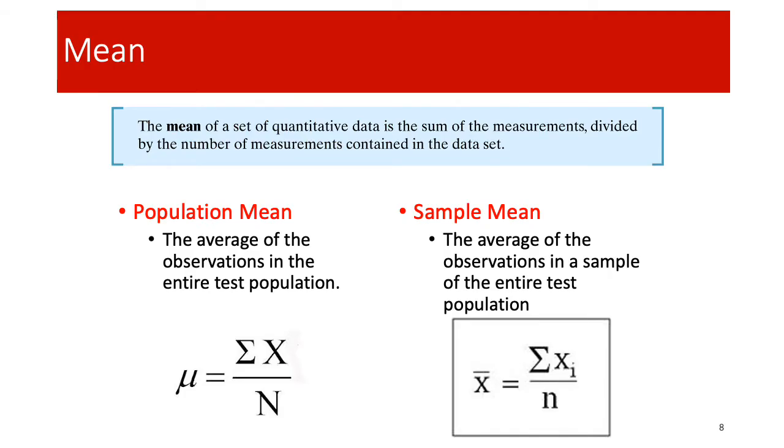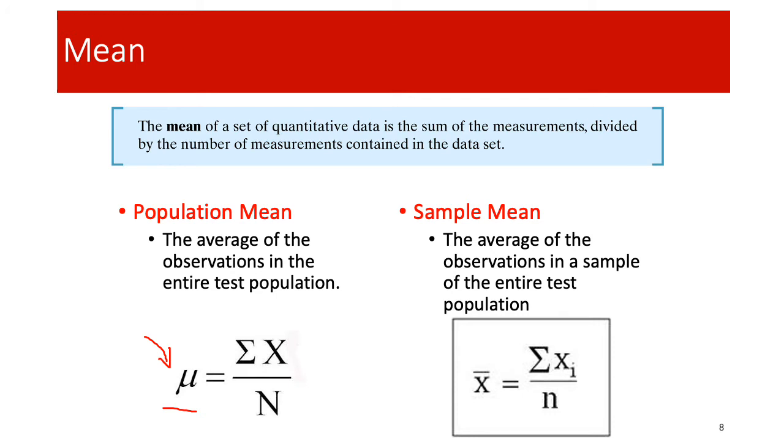Now the mean. The mean of a set of quantitative data is the sum of the measurements divided by the number of measurements contained in the data set, otherwise known as the average. There are two types of means that we'll be looking at. The first type is a population mean, based on observations from the entire population of interest. In these cases, the mean is denoted by mu. This is the Greek letter for m, and it denotes the value of the mean.